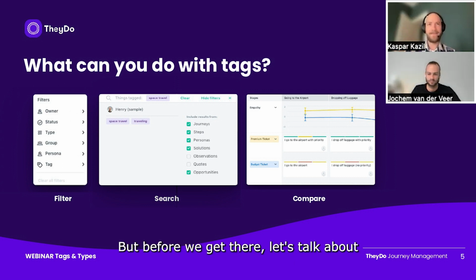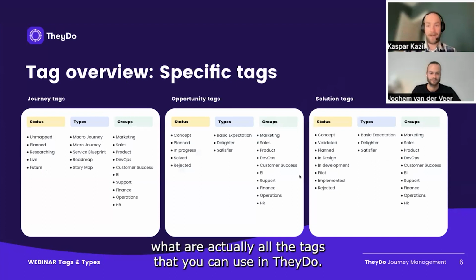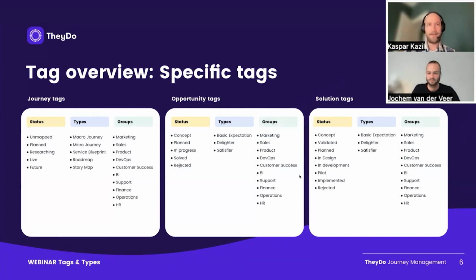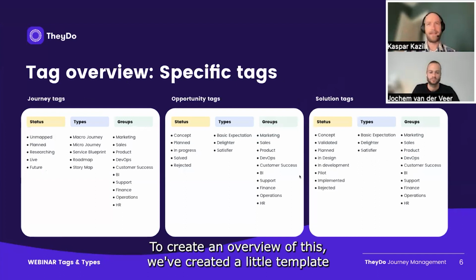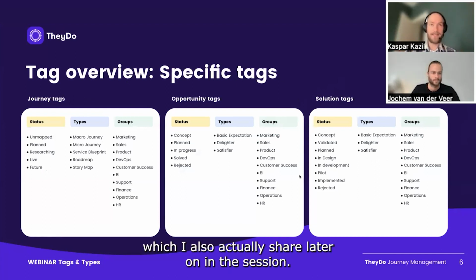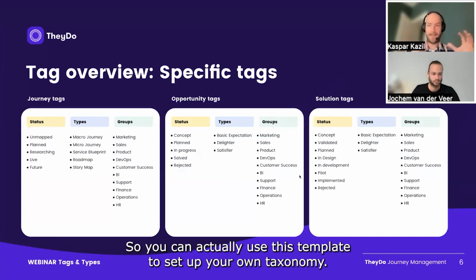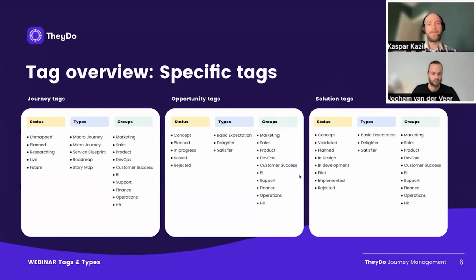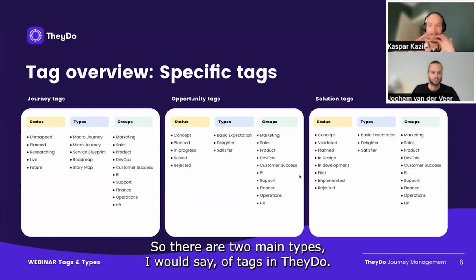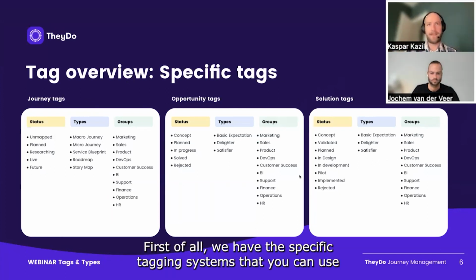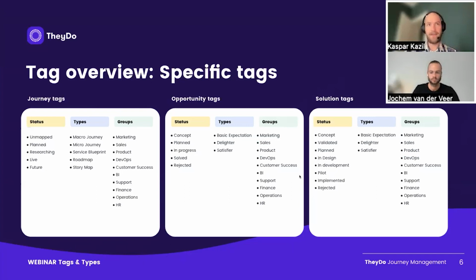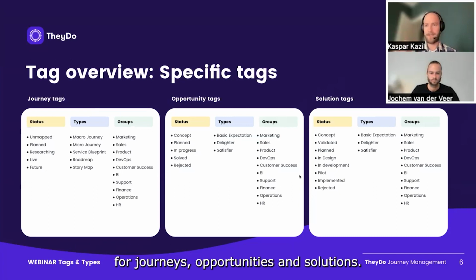But before we get there, let's talk about all the tags that you can use in TheyDo. To create an overview of this, we've created a little template, which I'll share later on in this session. You can use this template to set up your own taxonomy. But let's start from the beginning. There are two main types of tags in TheyDo. First of all, we have the specific tagging systems that you can use for journeys, opportunities, and solutions.